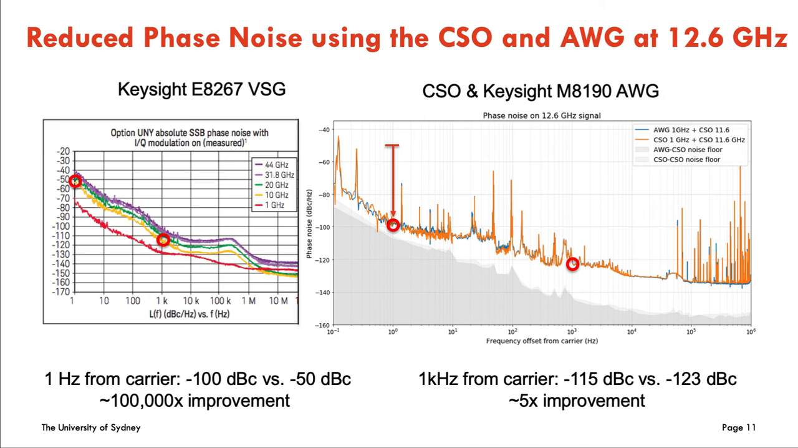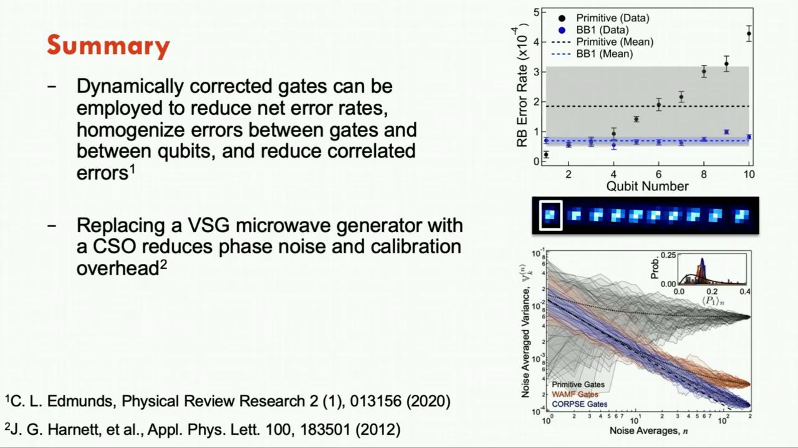Considering the significant improvements in the phase noise spectra and predictions from previous theory work in our group, we expect to see improvements in our microwave gate fidelities when we utilise the CSO synthesis chain. This work has been looking to improve single and global qubit gate fidelities via 2 separate pathways. Firstly, we demonstrated that dynamically corrected gates can be used to not just reduce net error rates, but also homogenize error rates in time and space, and reduce spatially and temporally correlated errors. Secondly, we explored the use of a microwave synthesis chain using a cryogenic sapphire oscillator in order to produce a low phase noise control field.